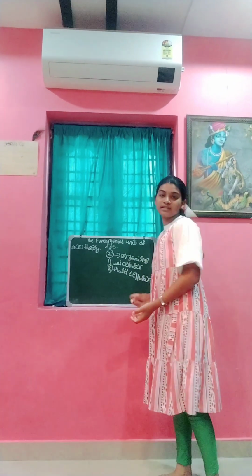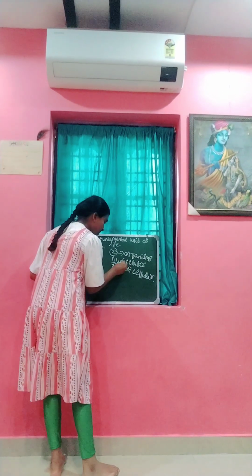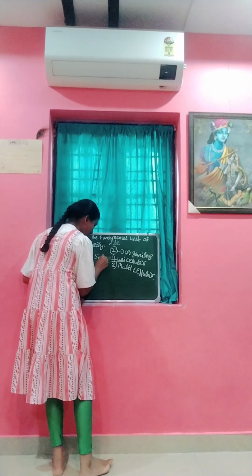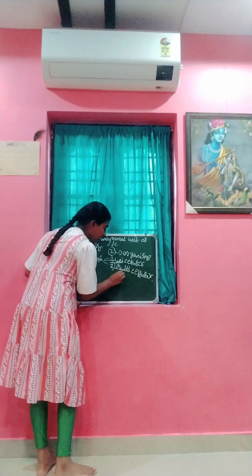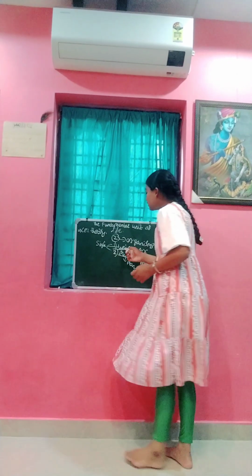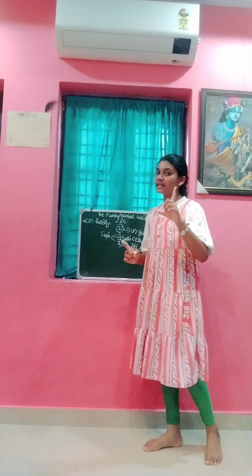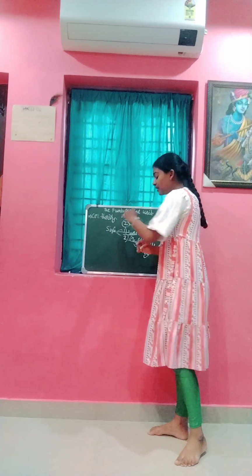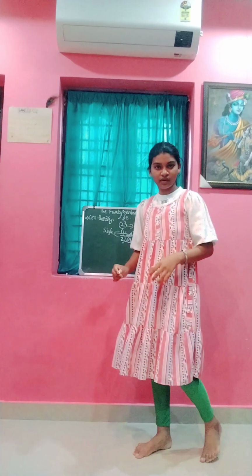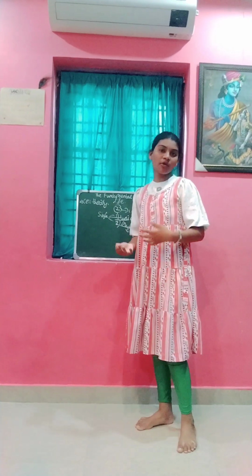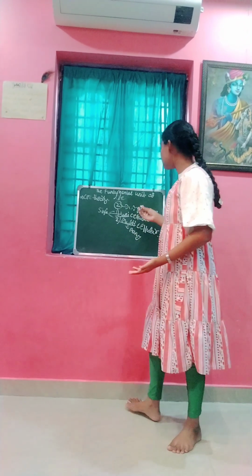So unicellular organism means, uni means what? Single. Uni means single. And multi means what? Many. So unicellular organisms are made up of only one type of cell. Example: bacteria, etc. The multicellular, multi means many. They are made up of many types of cells. Example: humans, plants, animals. Okay.